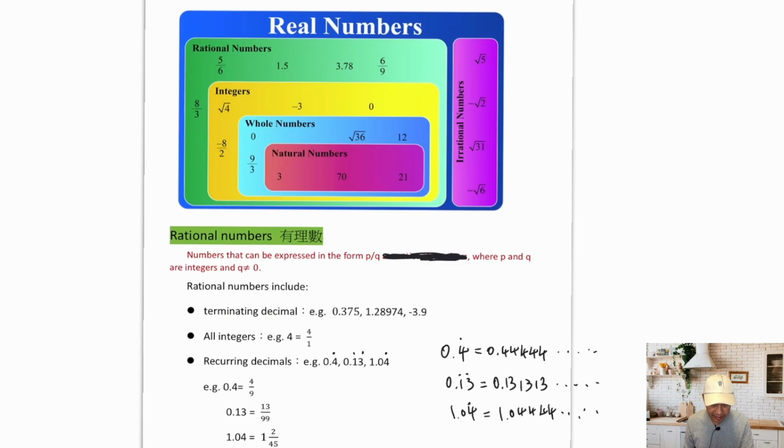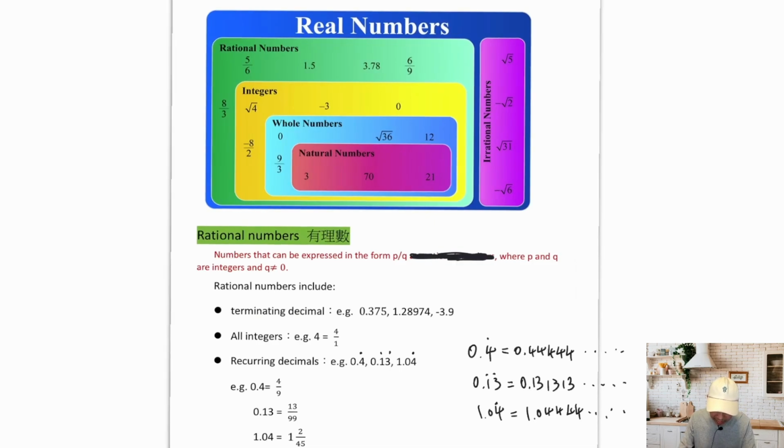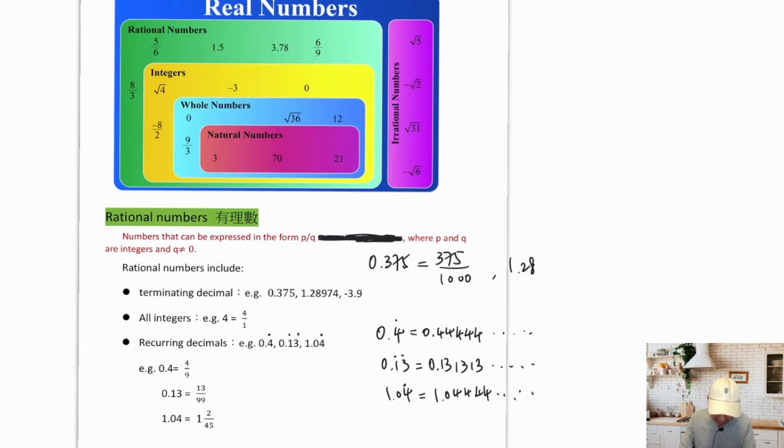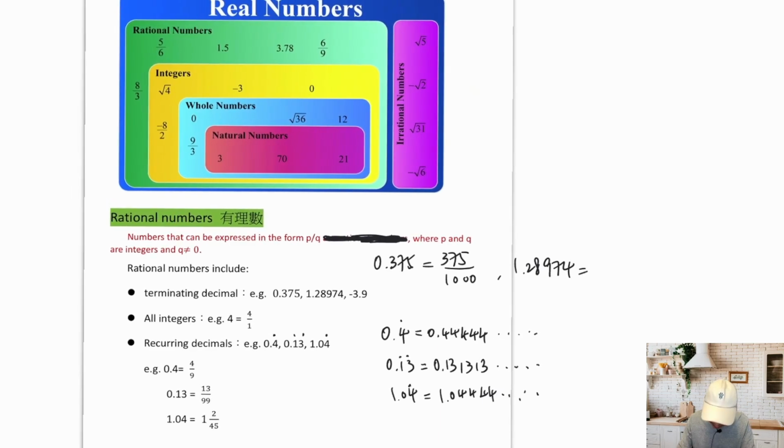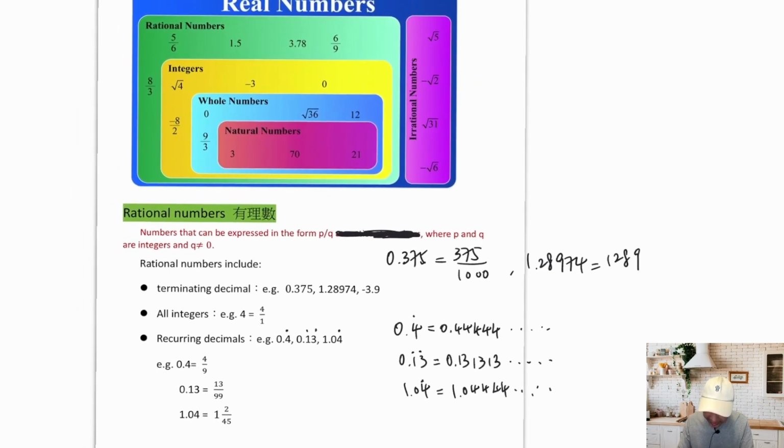The first type is terminating decimals. These are examples. They can be expressed in the form p over q. For example, 0.375 is equal to 375 over 1000. 1.28974 is equal to 128974 over 100,000. All terminating decimals are rational numbers.